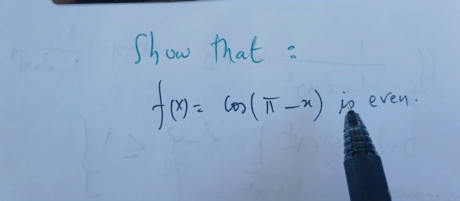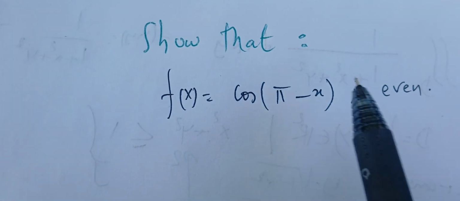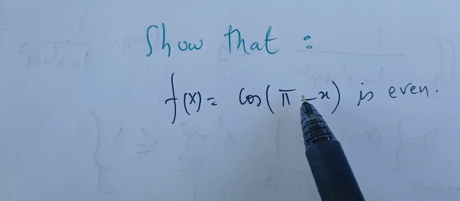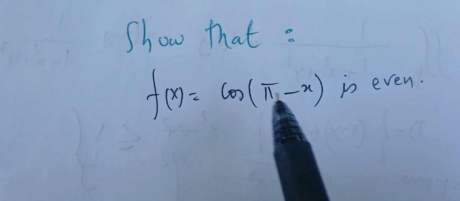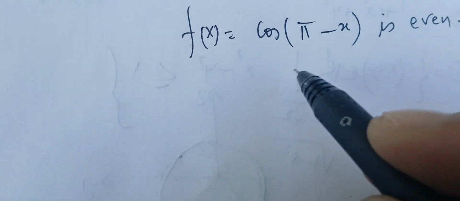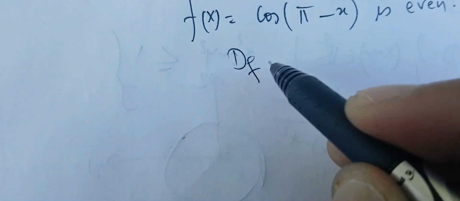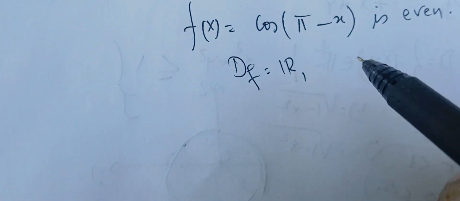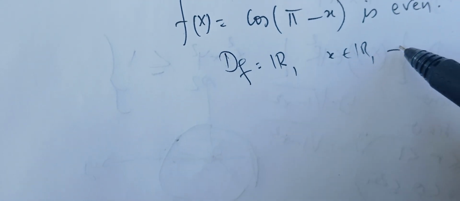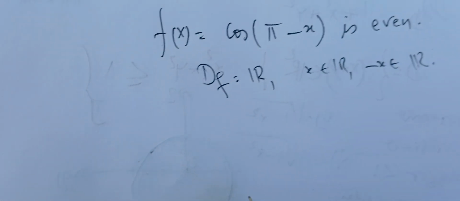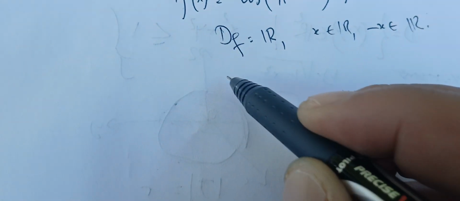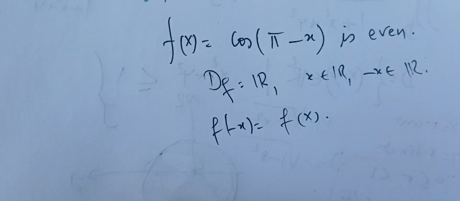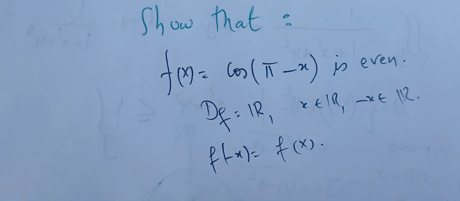In this video, we're gonna prove that f of x, which is cosine of pi minus x, is even. In this case, we know that the domain for our function, let's call it df, is R. Therefore, for each x in R, minus x is also in R. And we want to prove the following, that f of minus x is just f of x. So this is how we prove that f is even.